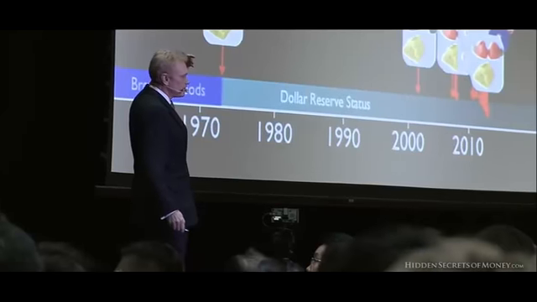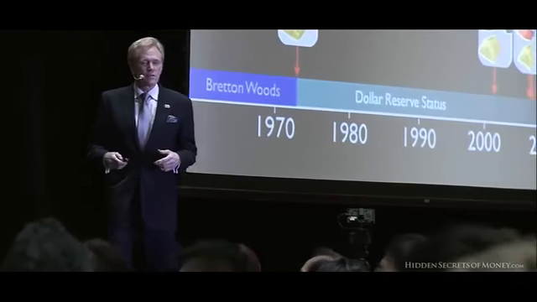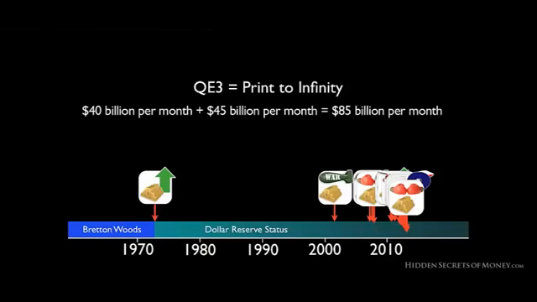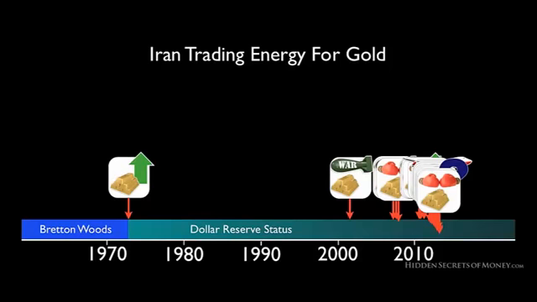Quantitative easing number 3. They have announced at the Federal Reserve that they're starting with $40 billion of currency that they're creating each month, and now it jumps to $85 billion. That's more than $1 trillion a year. And remember, it took 200 years to go from no dollars to 825 billion, and now they're going to create $1 trillion every year.